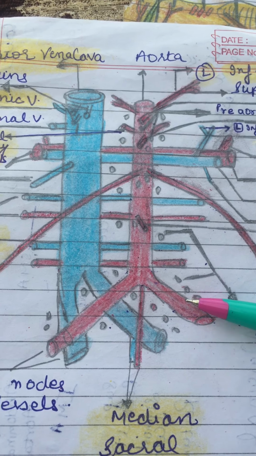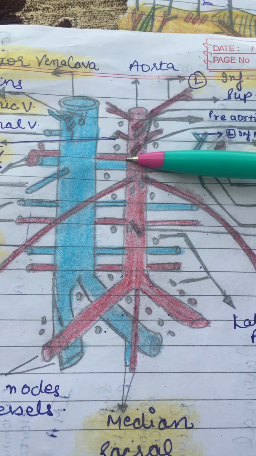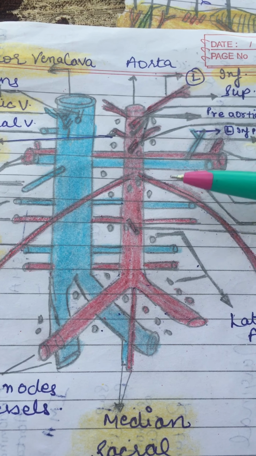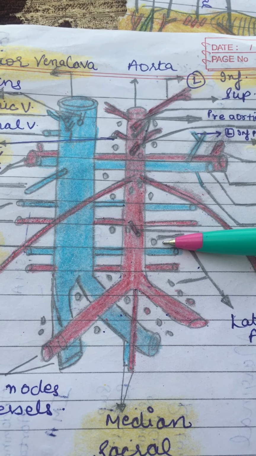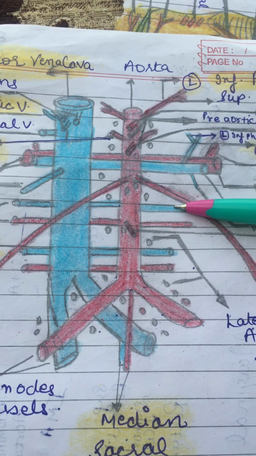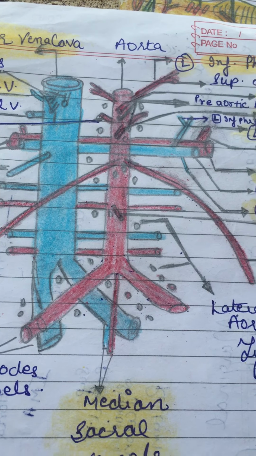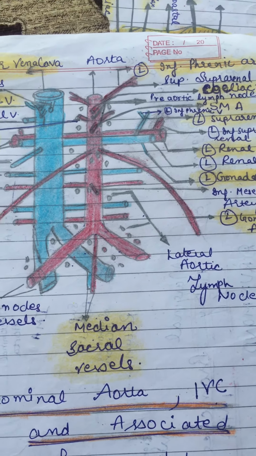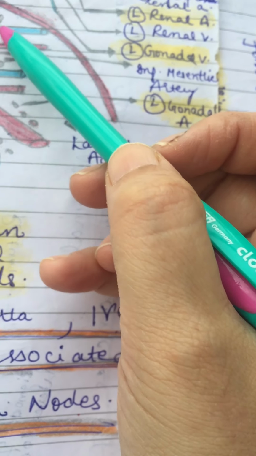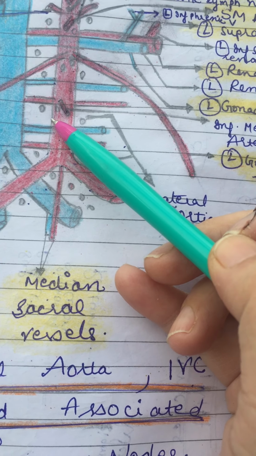umbilicus. Now relations. Anteriorly lies the celiac trunk and aortic plexus, body of pancreas, and third part of duodenum. Posteriorly lies the bodies of the first four lumbar vertebrae and anterior longitudinal ligament. Towards the right side lies the inferior vena cava, right crus of diaphragm, cisterna chyli, azygos vein in the upper part. Towards the left side lies the left crus of the diaphragm, pancreas, and fourth part of the duodenum.